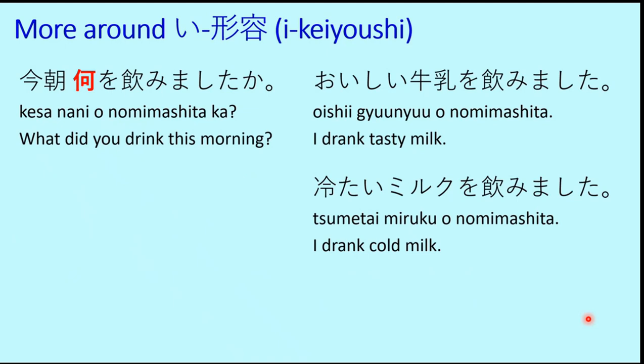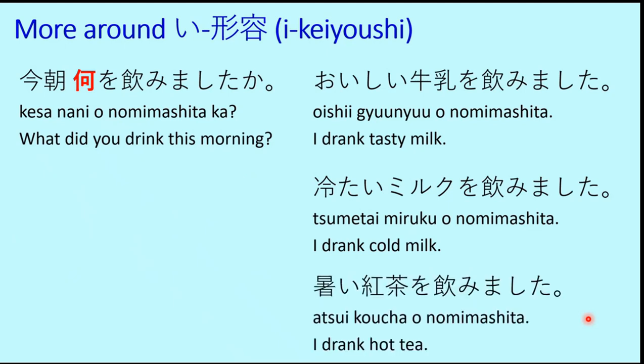So tsumetai is cold. This is the adjective, and remember from the last lesson that tsumetai is the word when we talk about something cold to touch, like food items or even the wind. And samui is used only for weather and climate. So tsumetai miruku, and miruku here is nothing but milk, which is written in katakana. So milk is written directly here instead of gyunyu. So tsumetai miruku o nomimashita. Past tense of drink is drank, or nomimashita. Atsui kocha o nomimashita. Atsui is hot. Hot tea. Kocha is the Japanese tea.